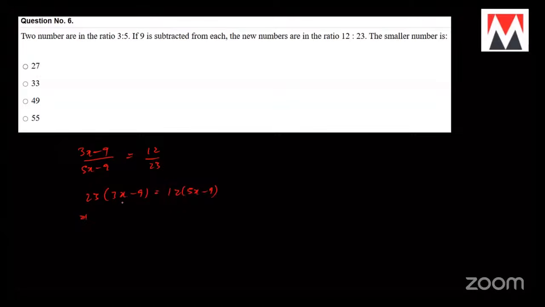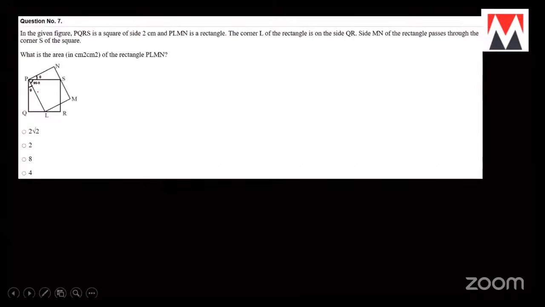23 into 3x, which is 69x, minus 23 into 9 is equal to 60x minus 12 into 9. So you get 11 into 9 is equal to 9x. x is 11. So the smallest number is 33. 33 and 55 are the numbers, so you get smallest number as 33. Please do this question. This is a very good question, but very easy question also.